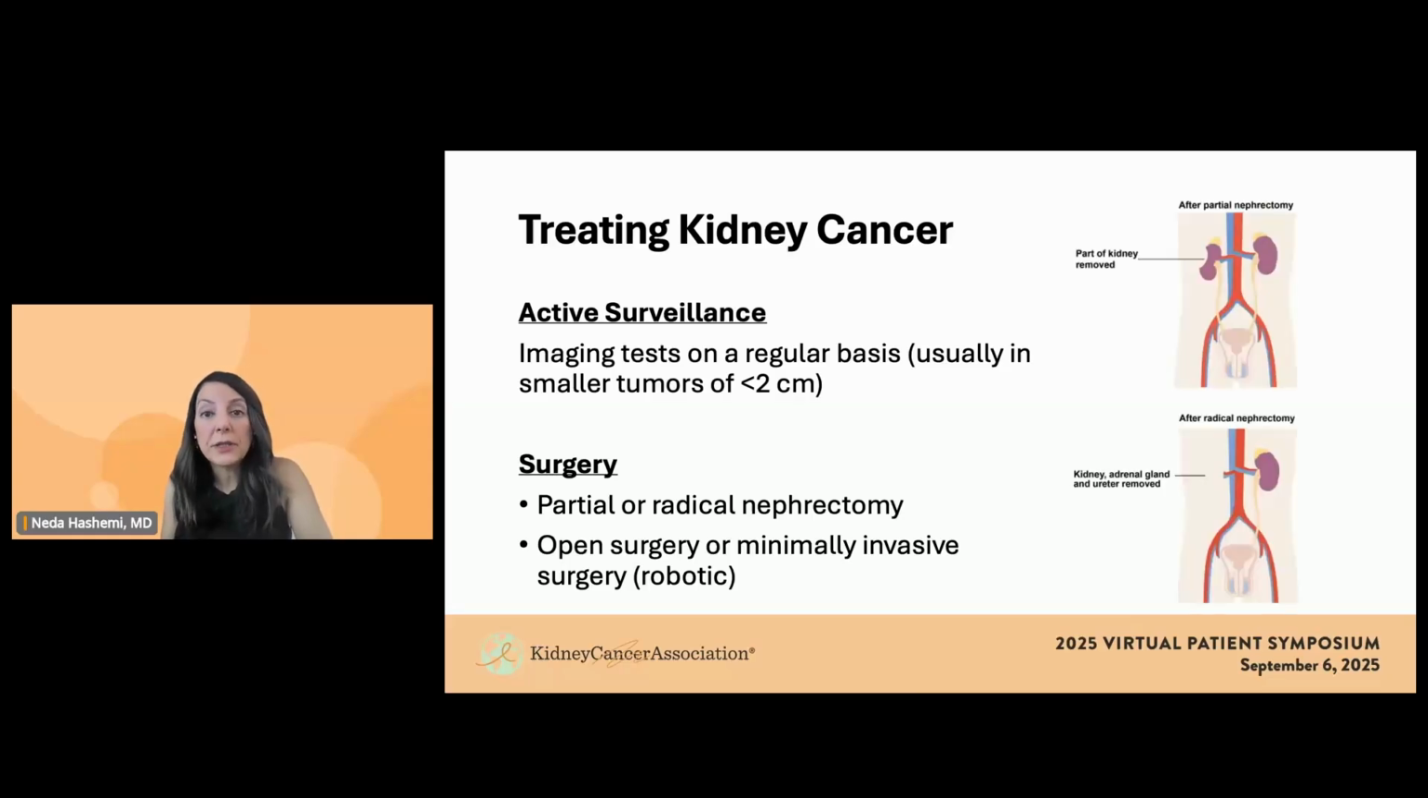Here are two pictures of what this means. The top picture is showing partial nephrectomy. And partial nephrectomy is when we remove the tumor and the tissue immediately surrounding the tumor. What we leave behind is still a functioning kidney. Radical nephrectomy is done when partial is not possible. So the whole kidney is removed, and sometimes we may remove the adrenal gland and the nearby lymph nodes. So this is the picture below, where you see the whole kidney is removed. These surgeries can be done open or by what we call robotic surgeries or minimally invasive surgeries.